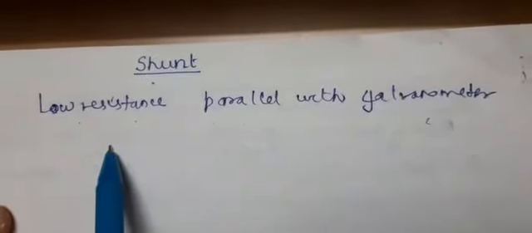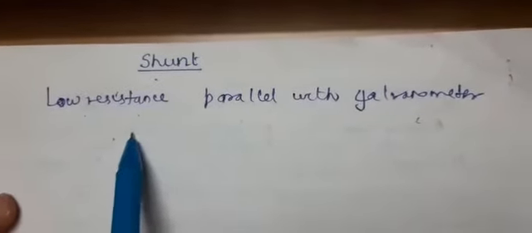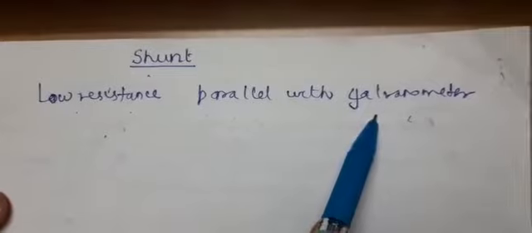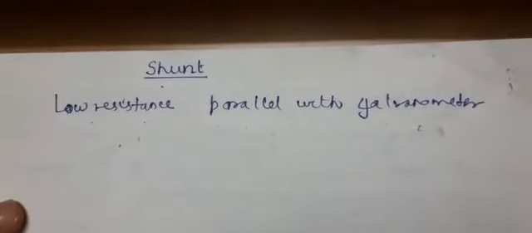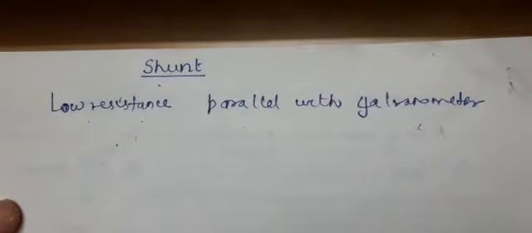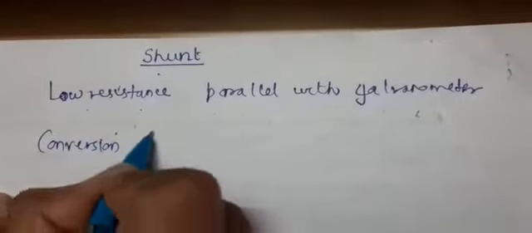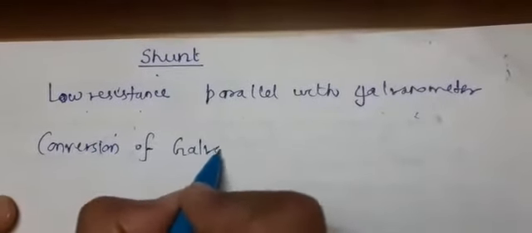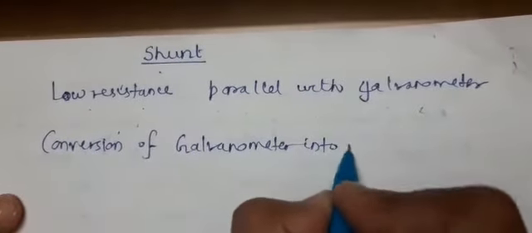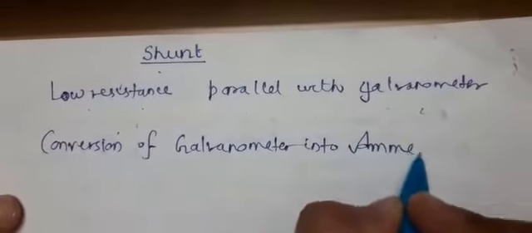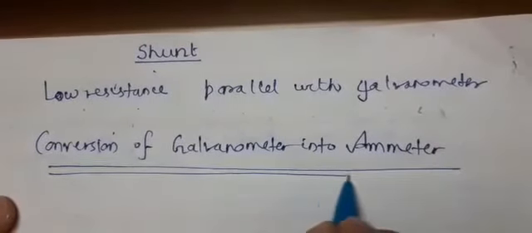So what is the use of it? It protects the galvanometer from strong current. It is used for converting the galvanometer into an ammeter, and it may also be used to increase the range of an ammeter. So first of all we will learn the conversion of galvanometer into ammeter.